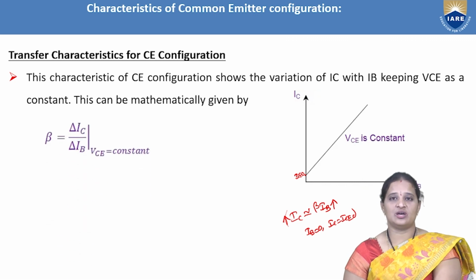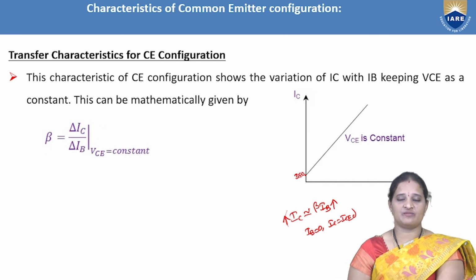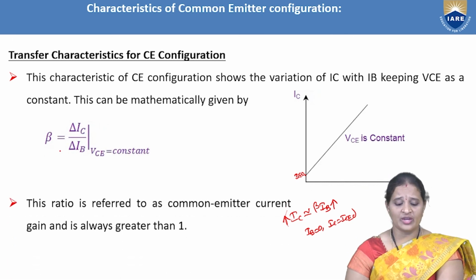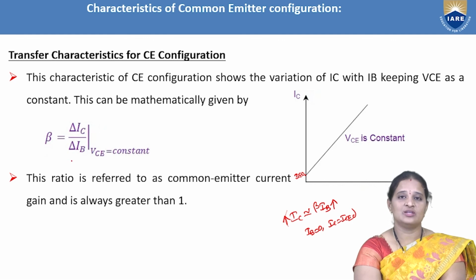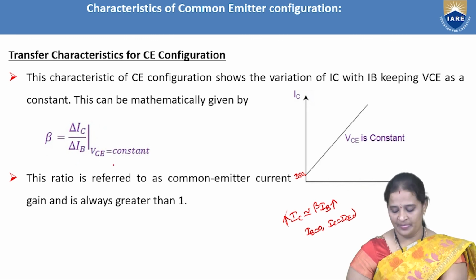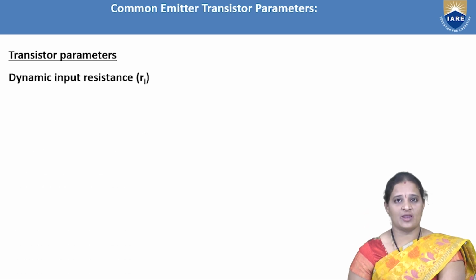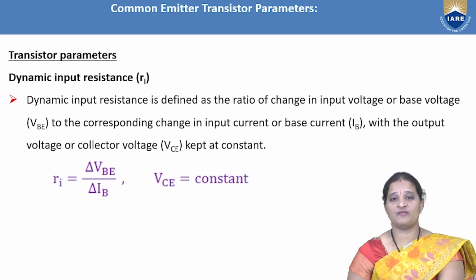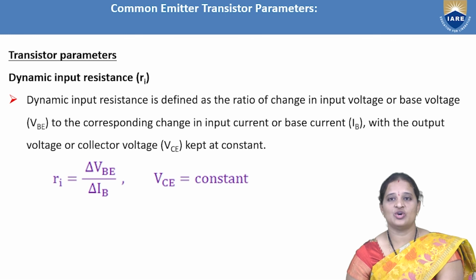And from this characteristic curve, we can calculate one parameter which is called the current amplification factor or gain, that is beta. Beta is defined as the ratio of change in output current to the change in input current by keeping the output voltage constant, that is delta IC by delta IB at constant VCE. The parameters that we can also calculate from the characteristic curves are dynamic input resistance. It is defined as the ratio of change in input voltage VBE with respect to the change in input current IB by keeping VCE constant.